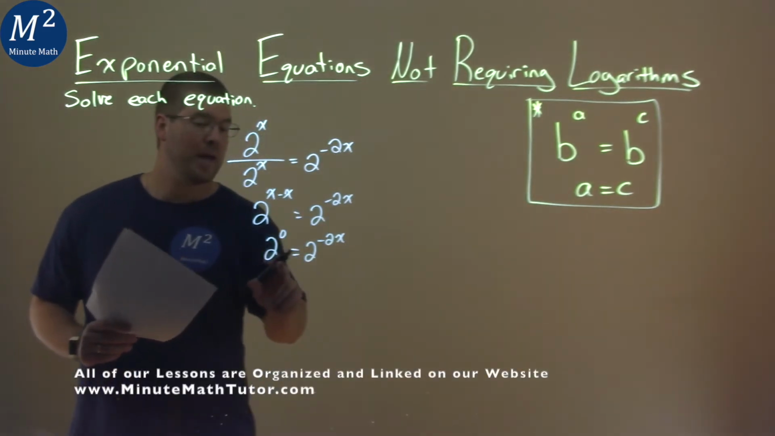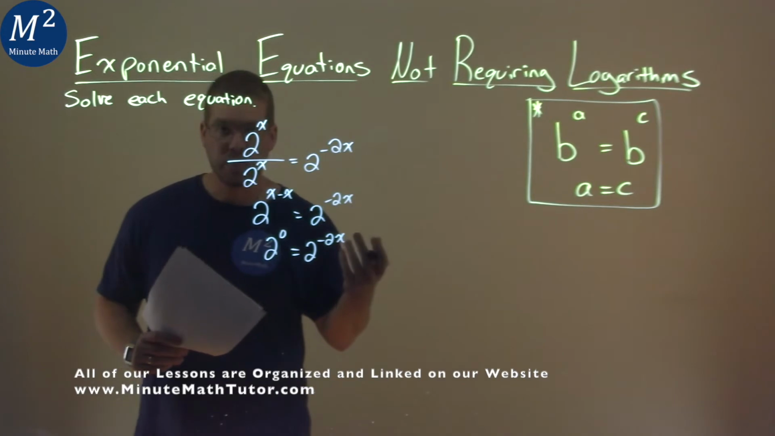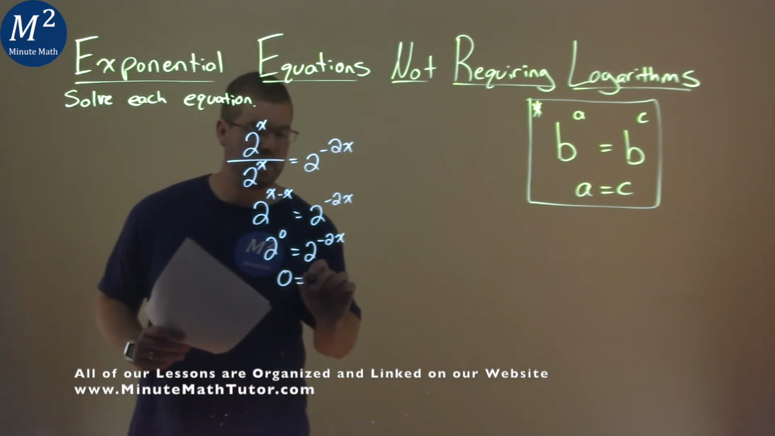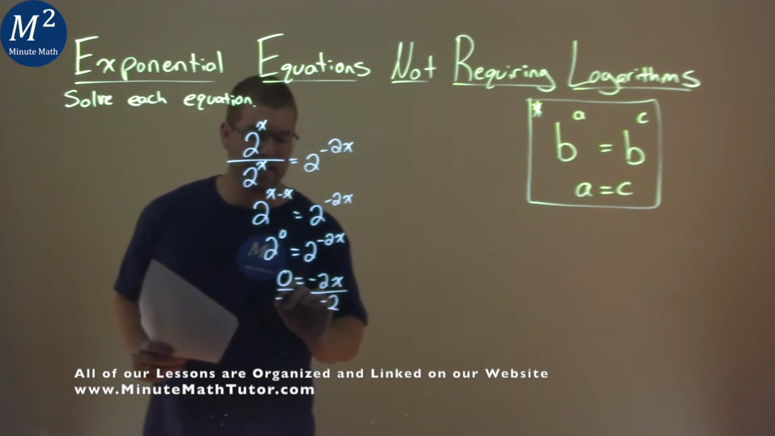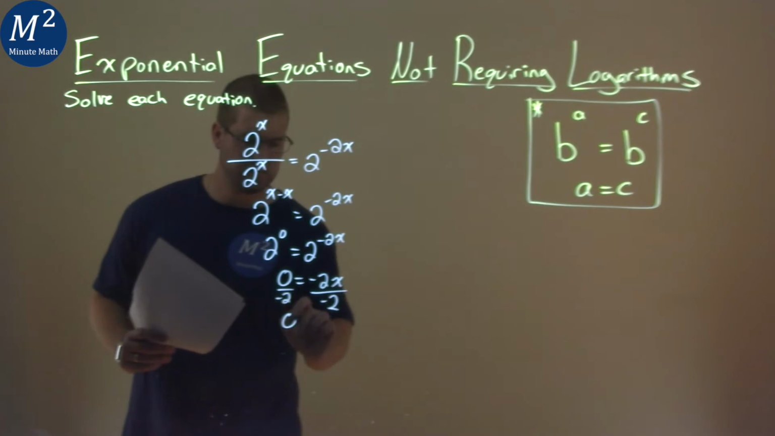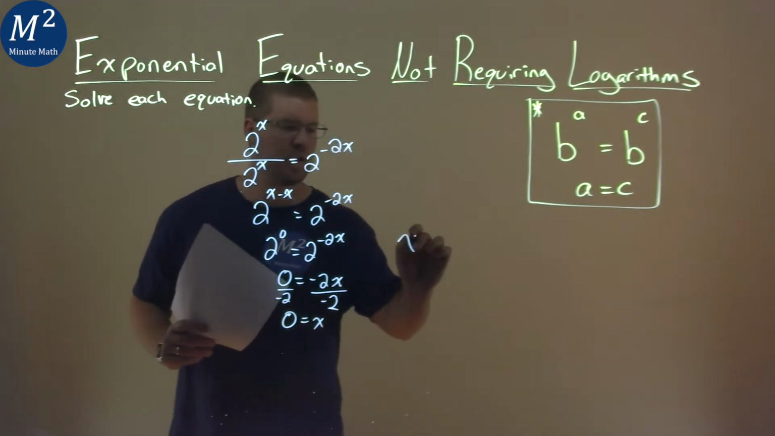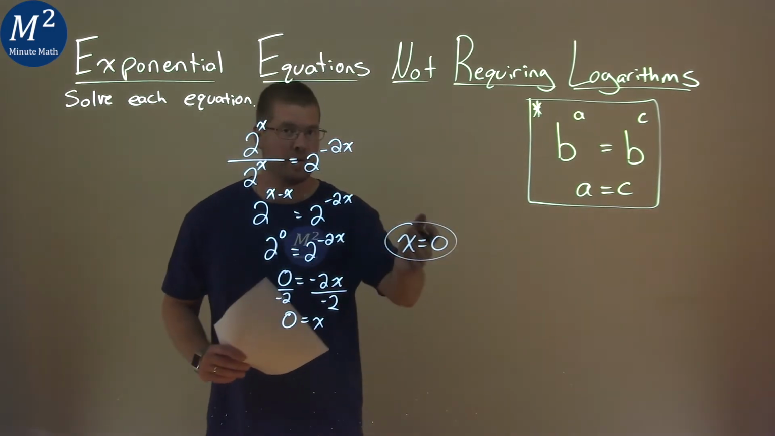Now again, when we have the same base on either side of the equal sign, we can set the exponents equal to each other. 0 now equals negative 2x, and I solve for x, divide both sides by negative 2. And I have 0 divided by negative 2, 0, is equal to x. So I can rewrite it here as just x equals 0, and that is our final answer.